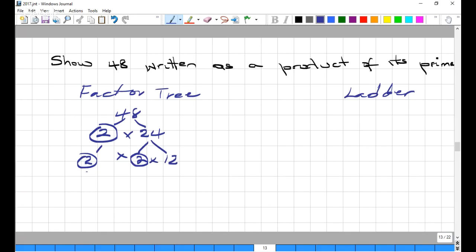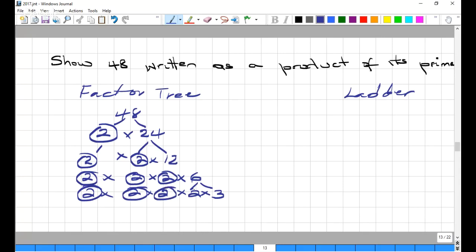Can I break 12 out? Yes, sir. 2 times 6. Can I break out the 6 into 2 times 3? Now we have a situation where all of them are prime. So the prime factors of 48 would be 2 times 2 times 2 times 2 times 3.